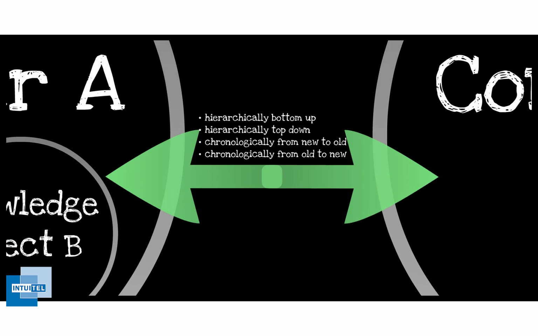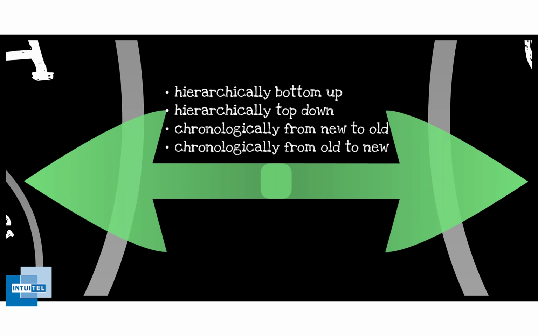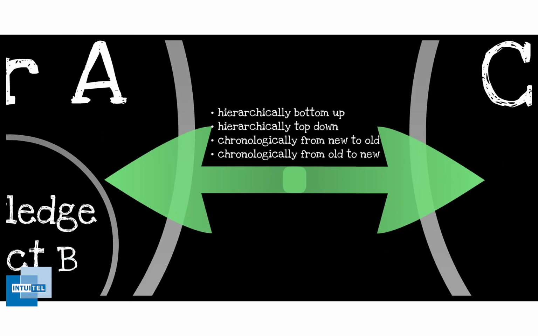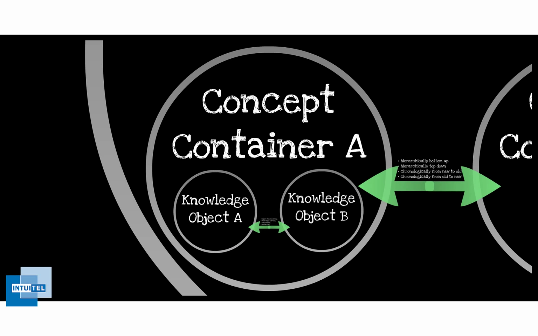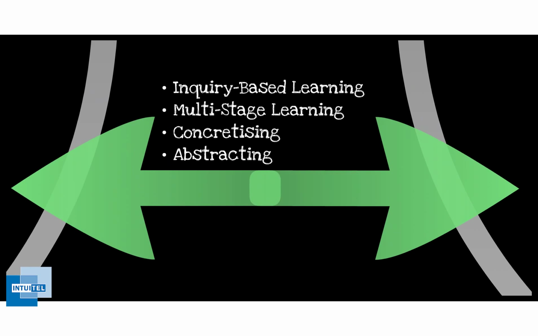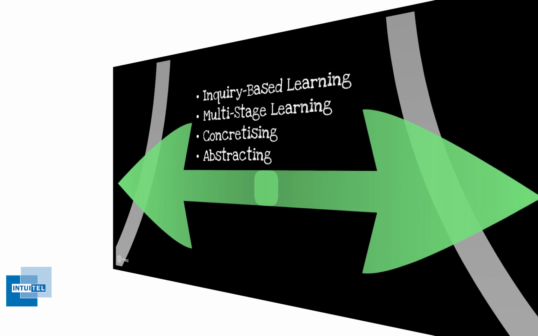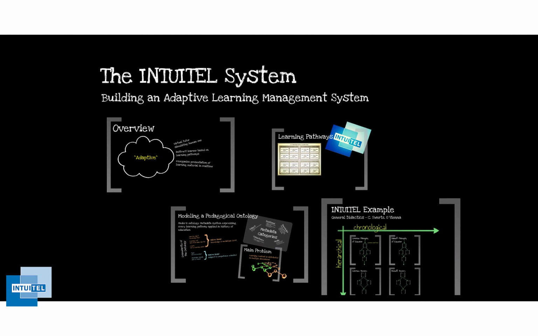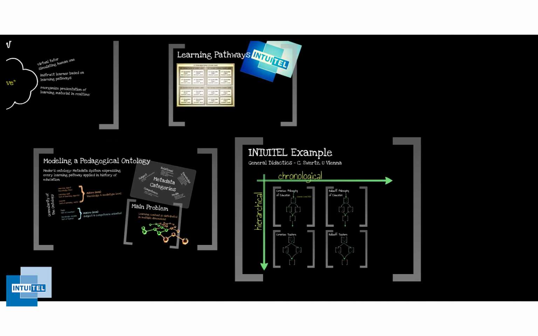Metadata define the relations between concept containers, such as hierarchical relations like top-down, bottom-up, new to old, or old to new relations. On the next lower level, knowledge objects contained by concept containers are interconnected in a similar way with relations defining, for example, inquiry-based learning, multi-stage learning, concretion, or abstraction between learning objects. We will now learn from a concrete example how this works in practice.